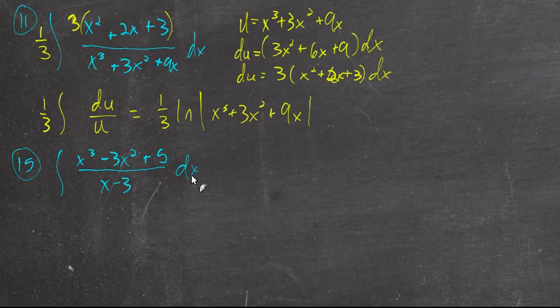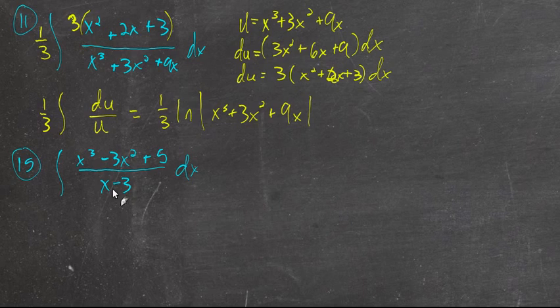So what we run into here is, if we were to consider this to be u, thinking that we would get du over u, when we take the derivative of this, we don't get x to the third. It's way off. If I wanted x to the third to be the derivative, this would have to be x to the fourth. So what do we do?